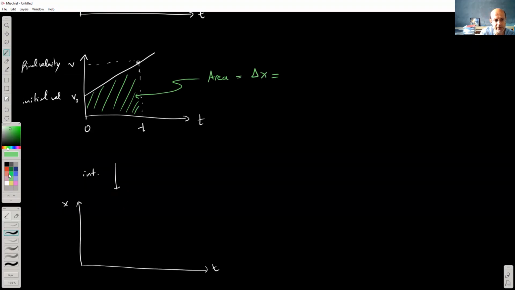So in the case of trapezoid, let me show it like this. This is the base length. This is the other base length, right? There are two bases of the trapezoid. And that's the height. And the formula for the trapezoid is basically the arithmetic average of the bases. So that's V0 plus V divided by 2. Multiplied with the height, right?